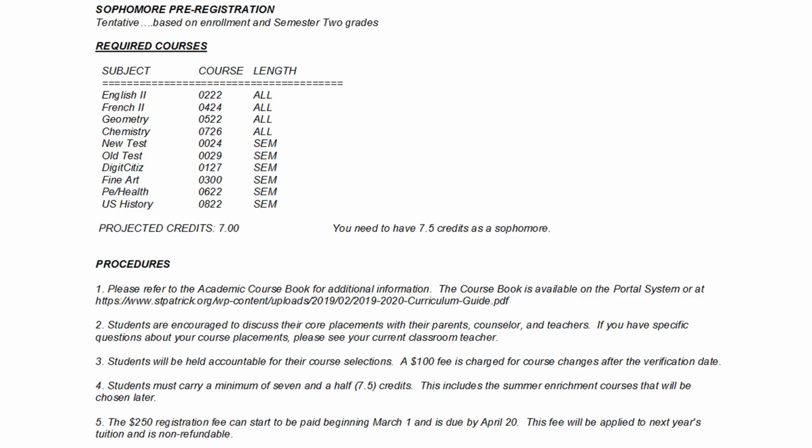So now we're going to jump back to the other attachment that's included in your email, and that is your pre-registration information. You're going to see up above, where it's been cut off on this document, your name, your standardized test results here, and the required courses for next year.